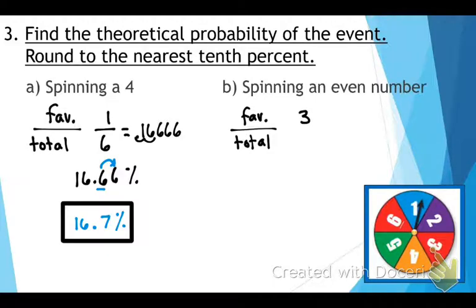2, 4, and 6. Out of how many total? 6. What percentage is that? 50%. It's 1/2, which is 50%. So you've got a 50% chance of spinning an even number on that spinner.